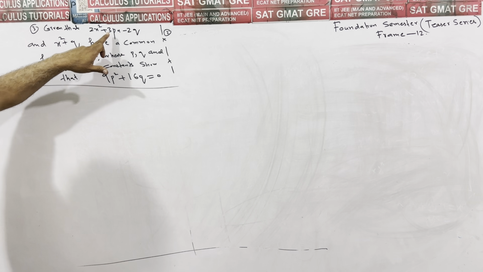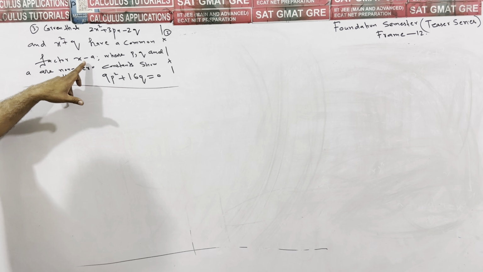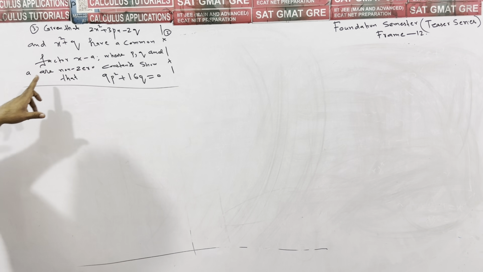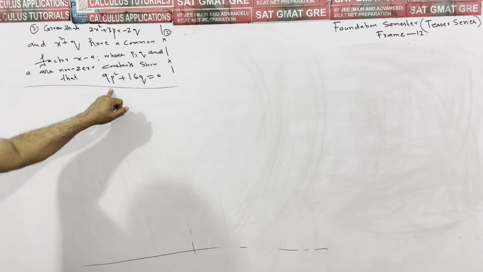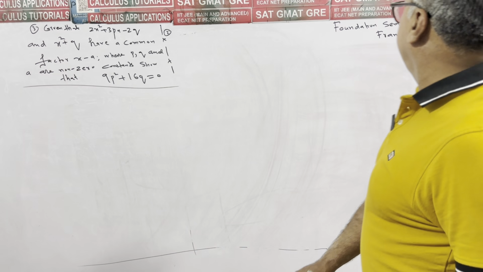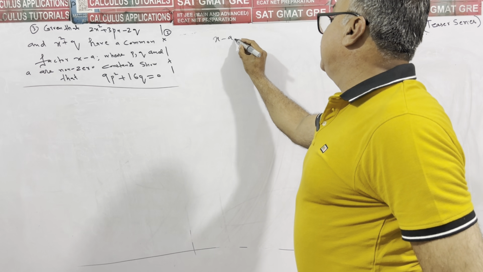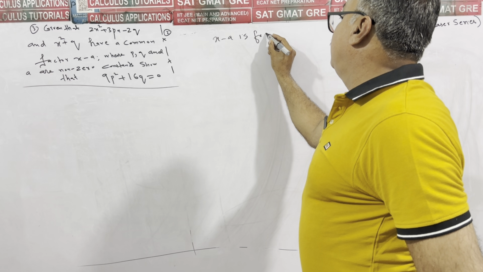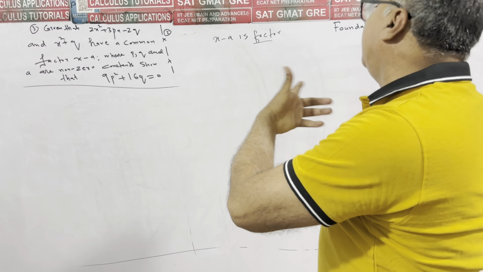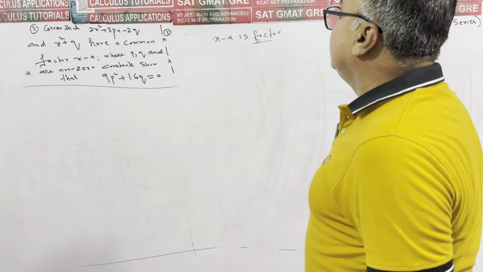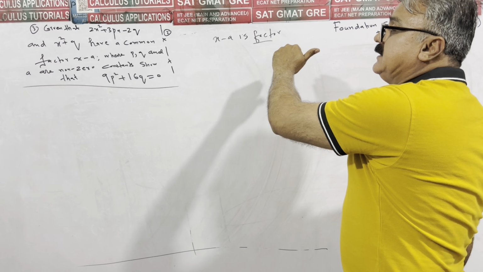Given that 2x square plus 3px minus 2q and x square plus q have a common factor x minus a, where p, q and a are non-zero constants, show that 9 times p square is equal to 16q. Here, x minus a is a factor of both. One can say factor, root, satisfy, divides, zeros. They have the same meaning.